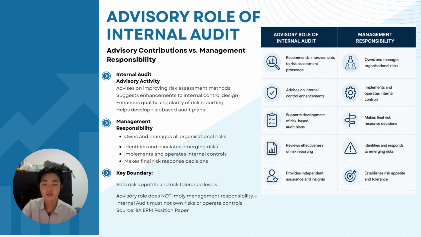However, this does not mean the internal audit becomes a part of management. This is the key point of this section. The internal audit can give suggestions, but the management must take the final decision and take action. For example, if the internal audit finds that the cybersecurity controls are pretty weak, it can recommend stronger access control or a better incident response process. But the management must decide what system to use, how much budget to spend, and how to implement the control. So the advisory role is very useful, but it has its limits.